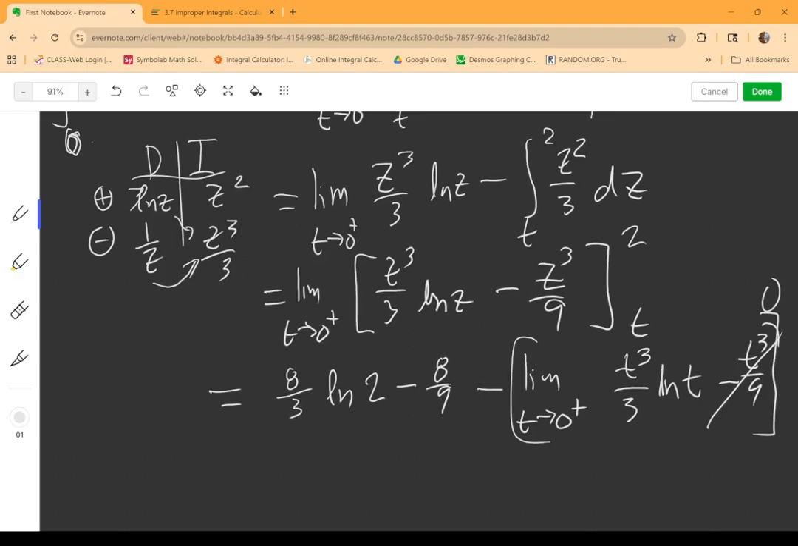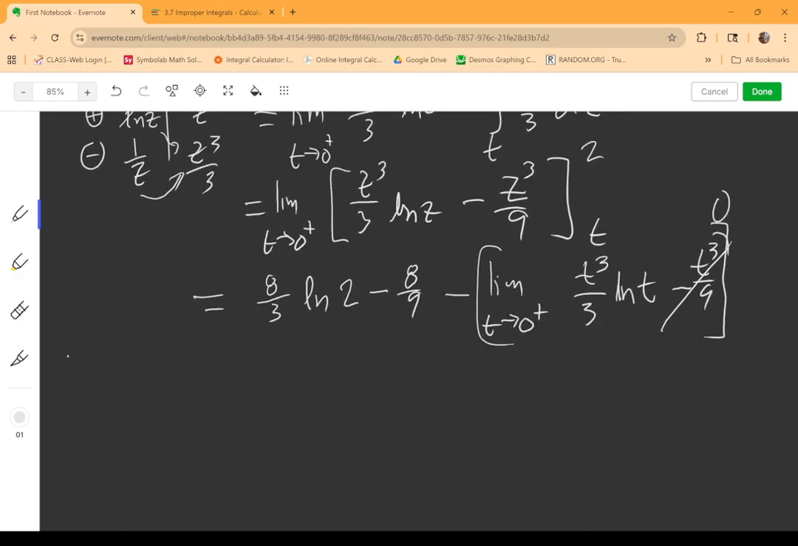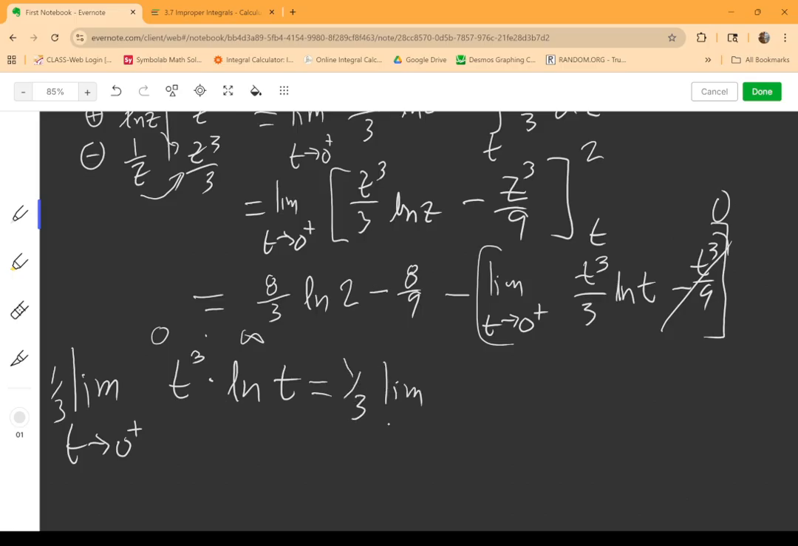So I'm going to focus on this other part of the limit, the limit as t goes to 0 on the right, and here I'll bring out the 1/3 on the outside. I really just care about t cubed times ln of t. We see that I'm going to be able to apply L'Hopital's rule, because as t goes to 0, this goes to 0, but that goes to infinity. So it's not quite in the indeterminate form, but with some algebraic manipulation, we'll get ln of t over t to the negative 3.